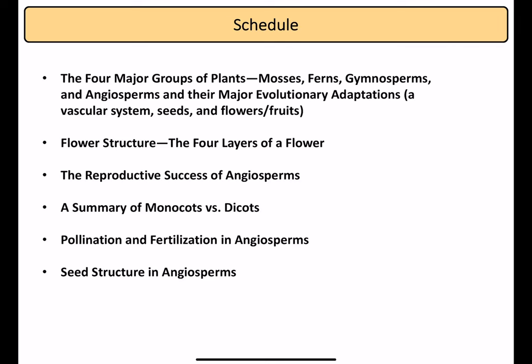Welcome to the virtual introduction to the Plant Kingdom Lab. Our first topic is to dive into the four major groups of plants: the mosses, the ferns, gymnosperms, and angiosperms.